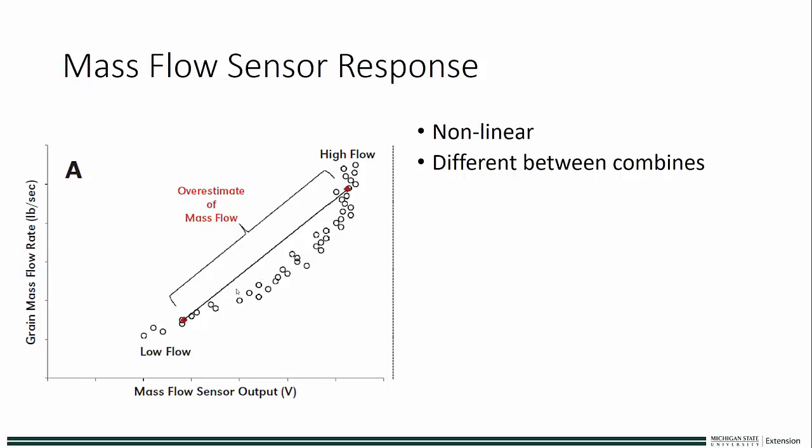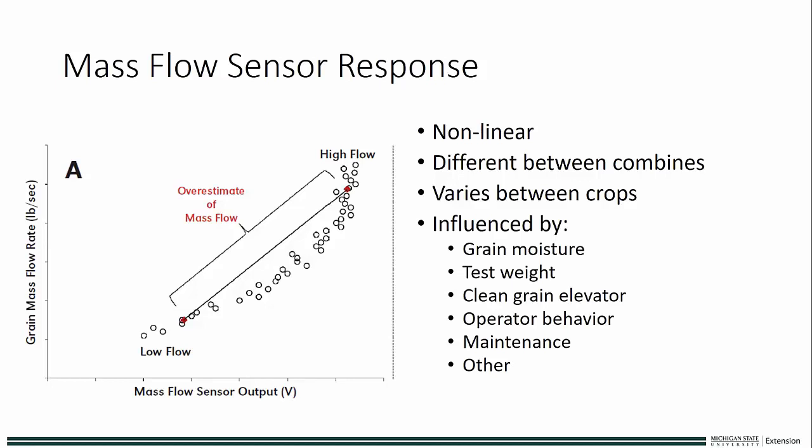Now, it's different between combines. This curve is going to be different. The equipment's a little bit different. The voltage readings might be different. So it's not going to be the exact same from combine to combine. This will vary between crops based on the way the grain hits the sensor, and it's influenced by a whole bunch of other things, including grain moisture, test weight, the clean grain elevator, those paddles I mentioned.